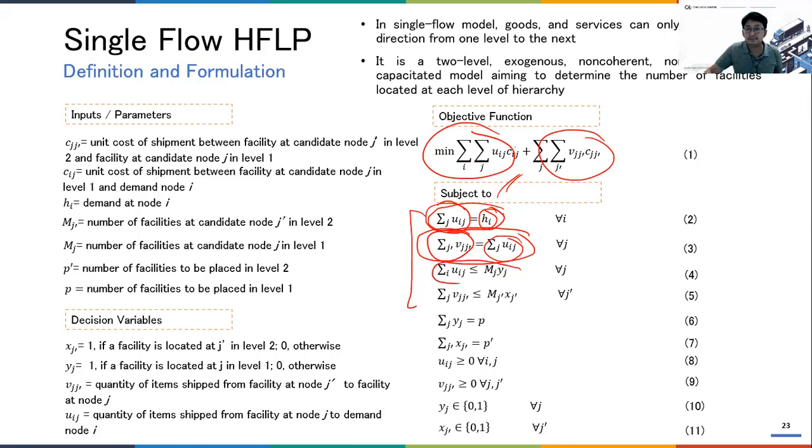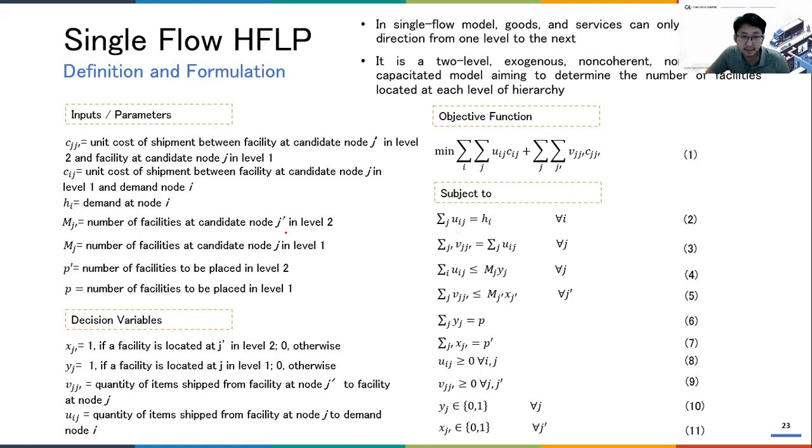And constraints 4 and 5 are about the capacity limitation. M is the number of facilities at that particular level. If you multiply it by YJ, it means whether it's located or not. So the total needs to accommodate all the demand being transferred to that facility. The same here. And then this will be the number of facilities being open in level 1 and level 2. So basically that is the single flow location model.